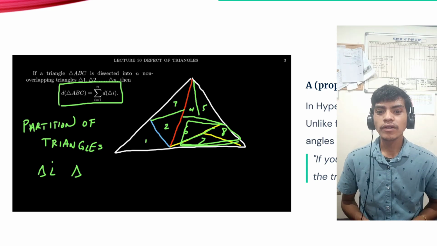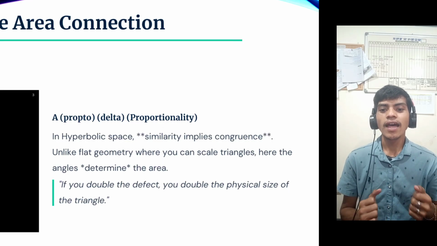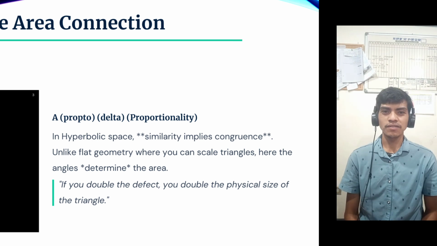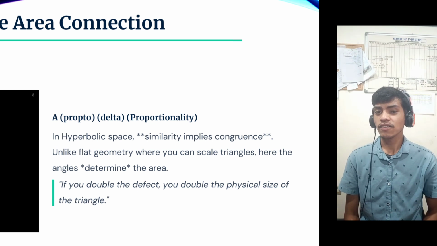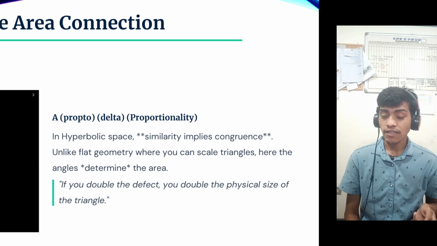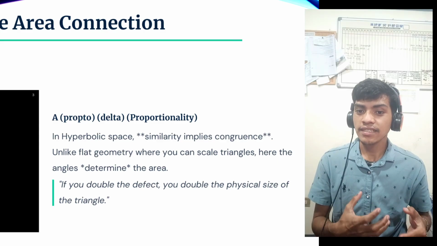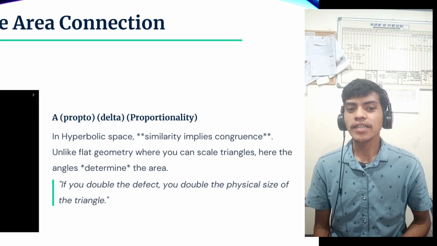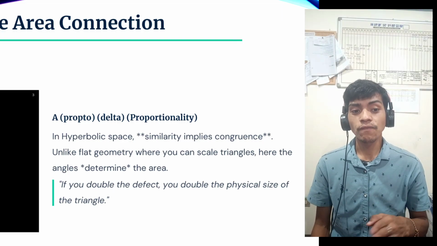In a hyperbolic space, similarity implies congruence, unlike flat geometry where you can scale triangles. Here, the angles determine the area. So if you double the defect, you double the physical size of the triangle. This is the most important discovery: in hyperbolic space, area is proportional to the defect.